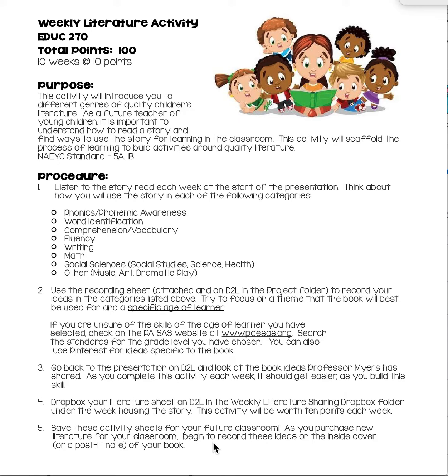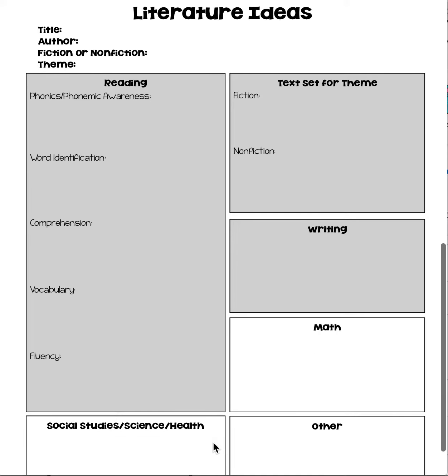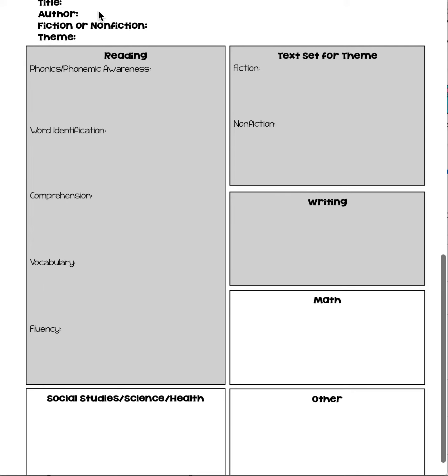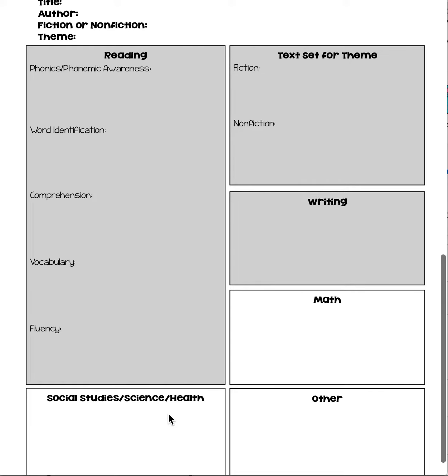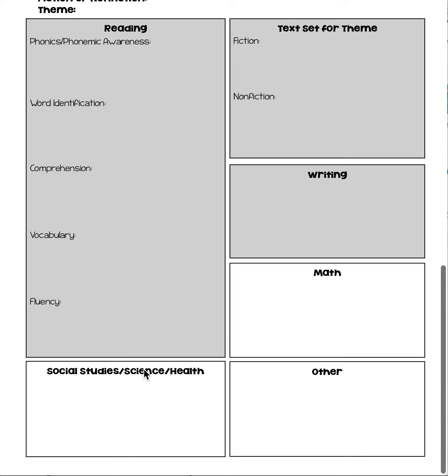A couple things I want to point out. First of all, again, here's that recording sheet. You're going to list the title of the book, the author, is it fiction or nonfiction, and what is a theme or group of themes that you could use when focusing on this book. Each of the reading areas has a spot for you to focus on what kind of activities. You're not writing a lesson plan here, you're just jotting down activities. Here are our social sciences, social studies, science, and health. Here's a writing area, a math area, and this is that other category.